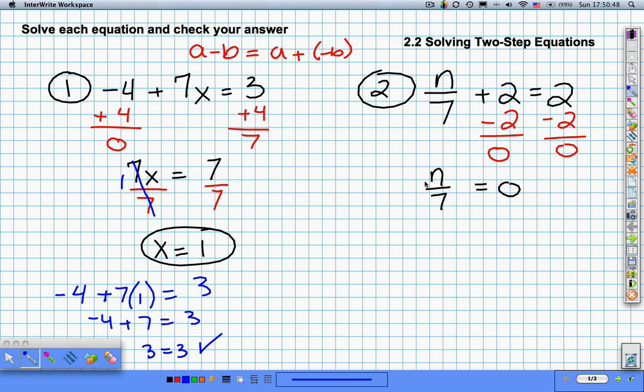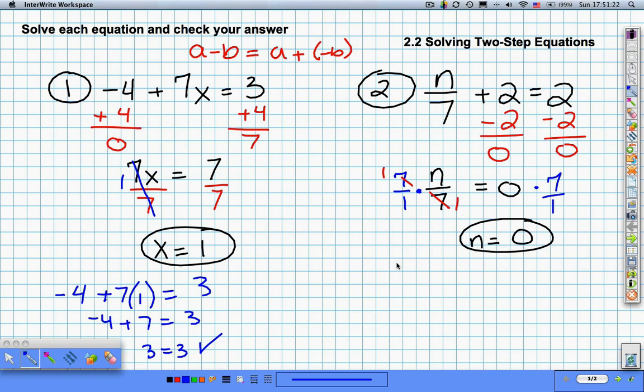Well, again, we can think of this as 1 over 7 multiplying n. So the reciprocal of 1 over 7 would be 7 over 1, and we would multiply that by the other side as well. So when we do that, this cancels out, so we get a 1, and this actually just becomes 0. So our final answer actually is n equals 0. This is okay. It seems weird, but remember 0 is a number too, so it's okay if our solution is in fact 0.